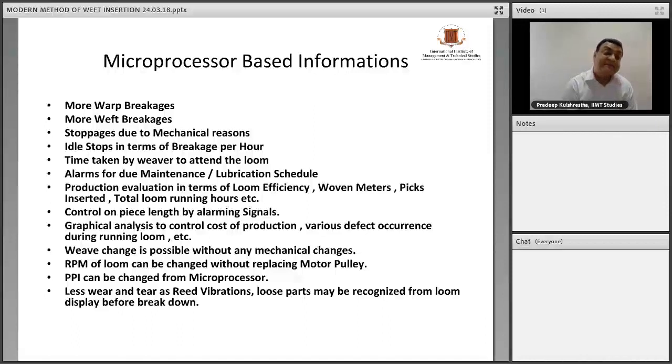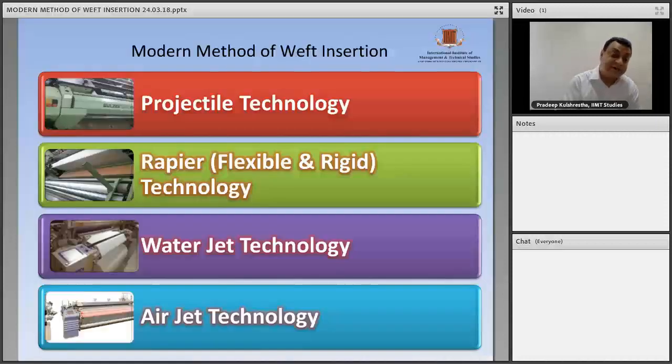In the same way, picks per inch can be changed in the microprocessor. Then, if something is going wrong in the machine, suppose relay vibration or some bolts are loose, because of the disturbed synchronization the microprocessor will give an alarm, the fault can be attended to, and the machine can be restarted before coming to some critical breakdown. So this is an added advantage of microprocessor-based controls.